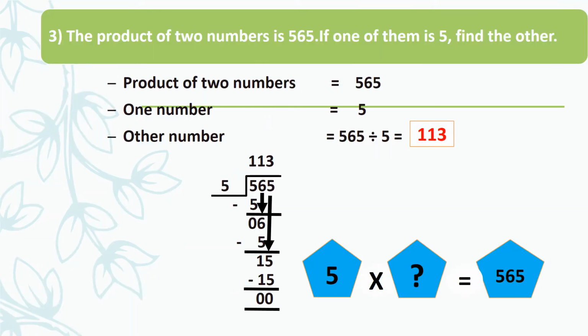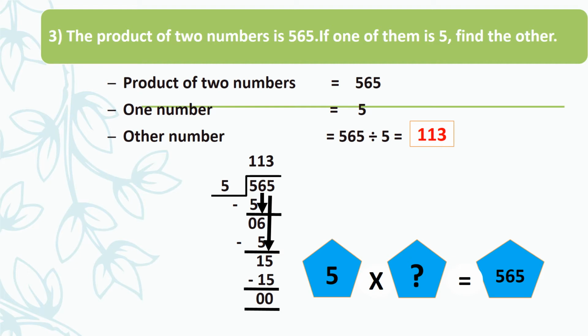Now let's see the third sum, which is the product of two numbers is 565. If one of them is 5, find the other. So if you can see the pictorial representation here, there are two numbers. When you multiply these two numbers, you get the product or the answer, that is 565. But they have given us that one of the numbers is 5, so we just need to find out the other number. We know that multiplication and division are opposites of each other. So how do you find out the other number in multiplication? You simply divide from the product.